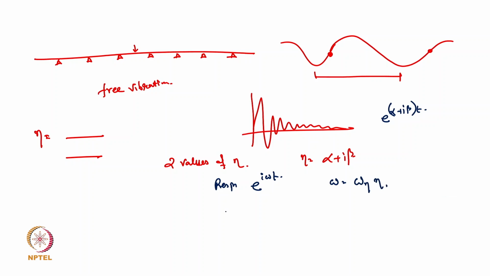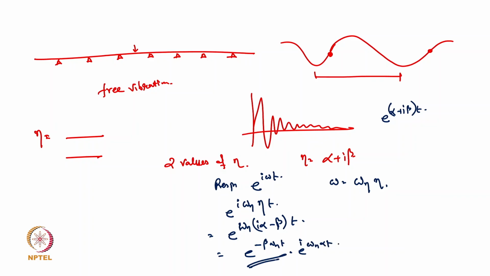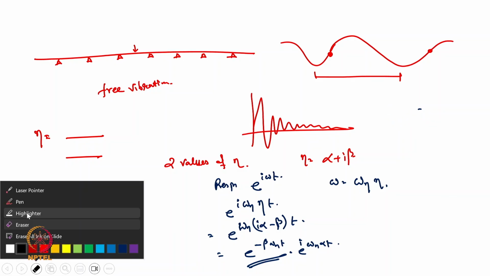Can I say that my response is becoming e to the power of i times some factor, omega n times eta times t? Omega n I'm just taking as some number. So i times eta will become i times (alpha plus i beta), which gives i alpha minus beta, times t. So we can see e to the power of minus beta omega n t, into e to the power of i omega n alpha t. What will the real exponential term do? It will actually decay.